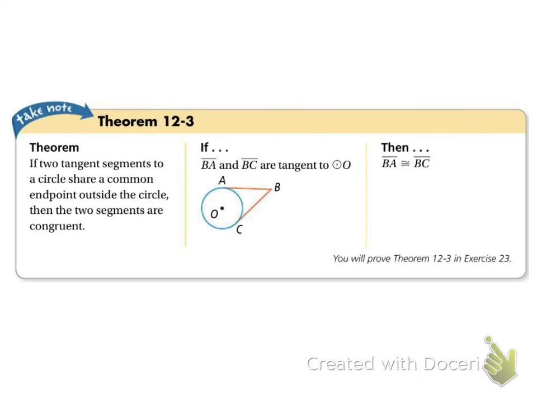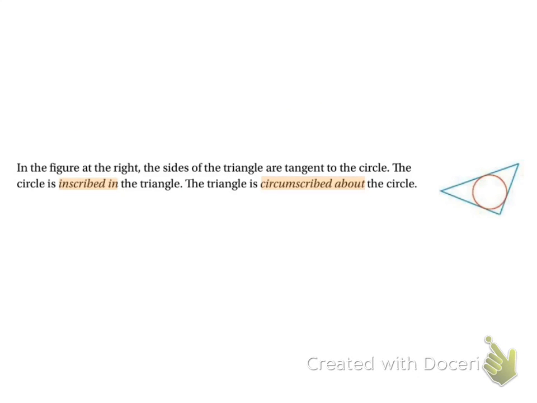Okay, another theorem. This time working with 2 tangent lines, okay? So if this is a tangent line and this is a tangent line, okay, then they're congruent. So BA is congruent to BC. So, just 2 other terminology things. In this picture, okay, the circle is inscribed in the triangle, and the triangle is circumscribed about the circle.